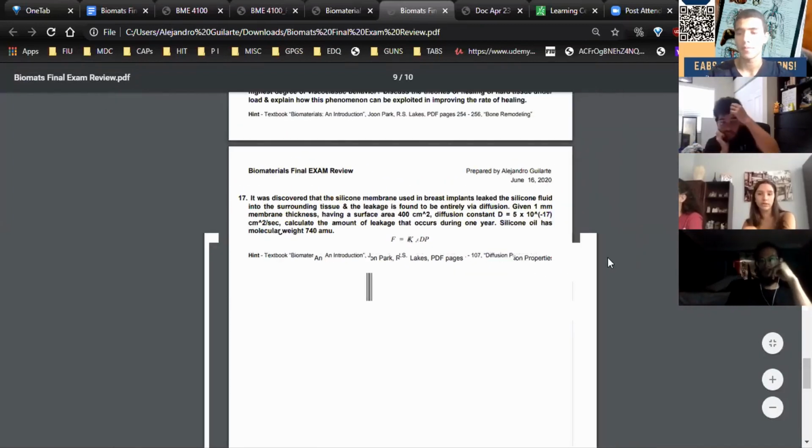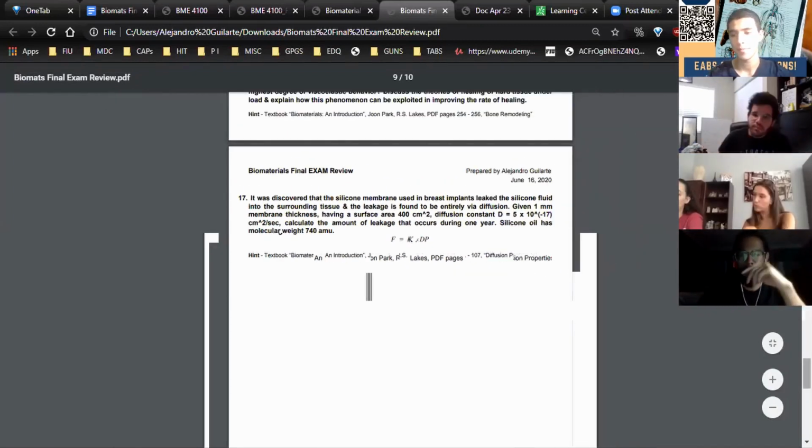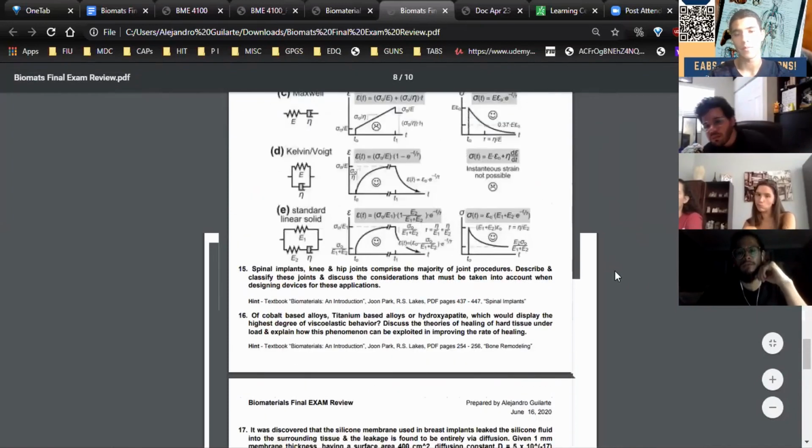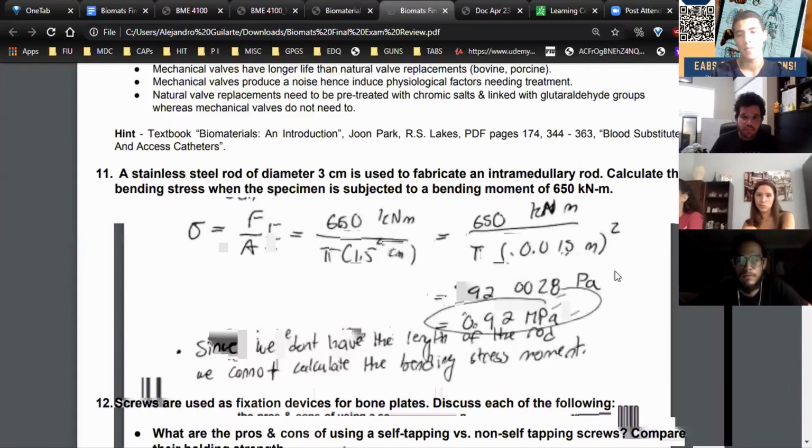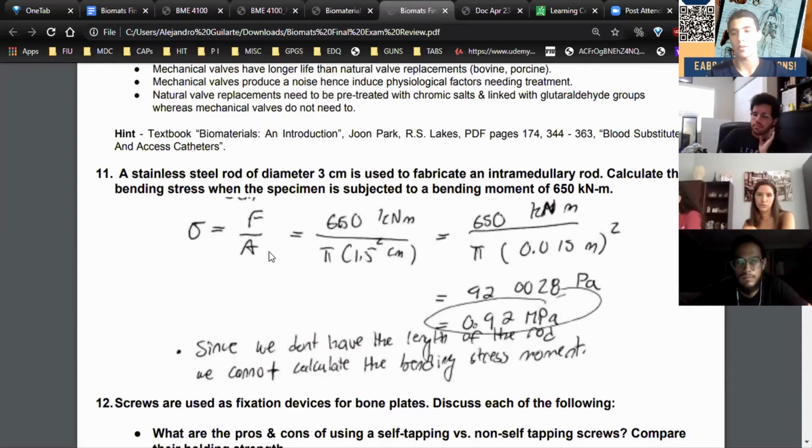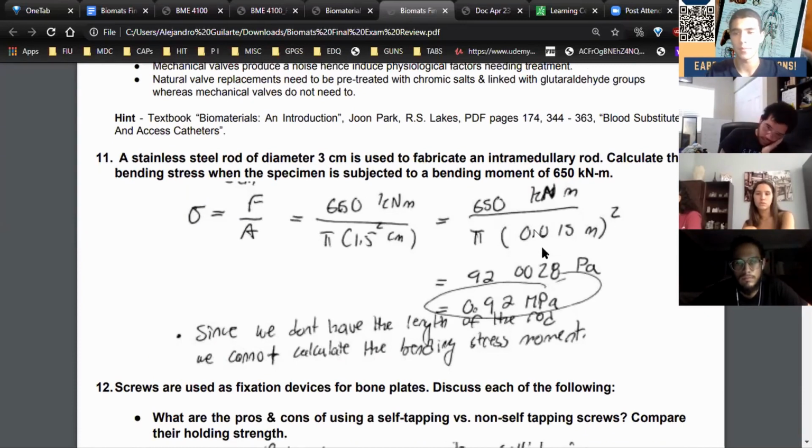Yeah, for sure. So you could never figure out the one that you said you never finished. You said you couldn't figure it out because you didn't have the length of it. Yes, for this one. So this is actually a really simple formula. You have the force applied versus the cross-sectional area. So you take the stress, and then we can't do anything with that because you don't have the length. We don't have the length to calculate the bending stress moment for the steel rod. Oh, okay.